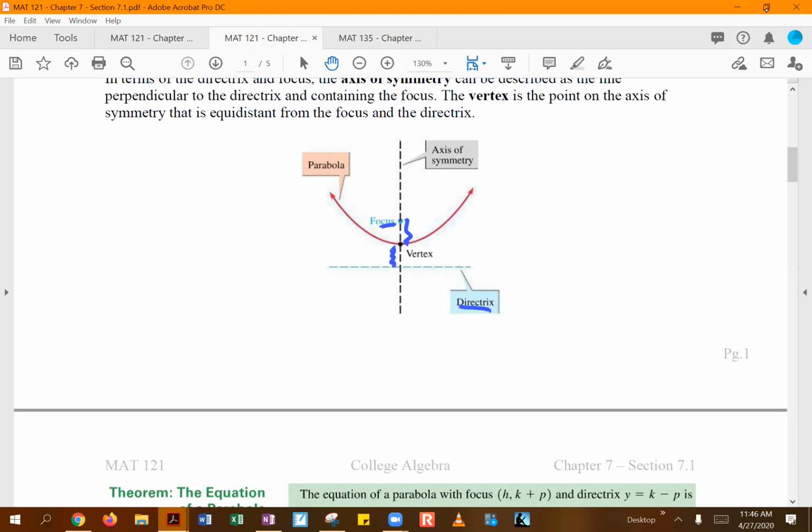Now your directrix is going to be a line, a horizontal line when your parabola is opening up or down. And the focus is a point such that your axis of symmetry will pass through the focus and the vertex, and it's going to be perpendicular to the directrix, which means that the directrix and the axis of symmetry make a 90-degree angle, okay?